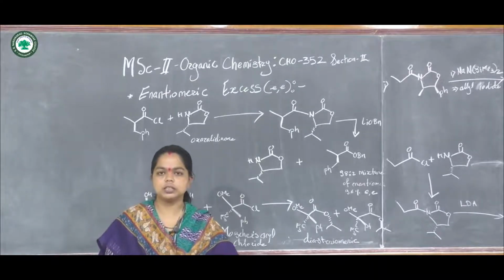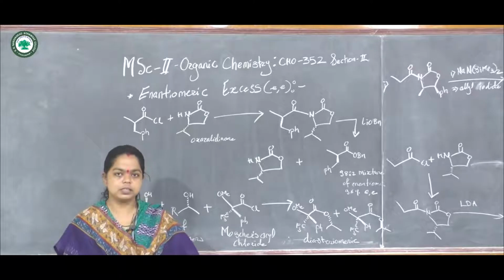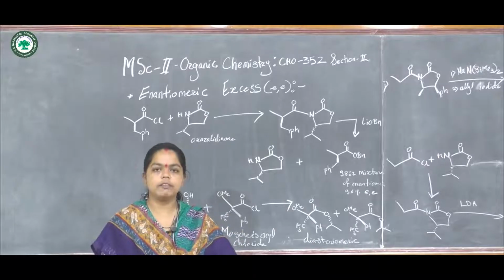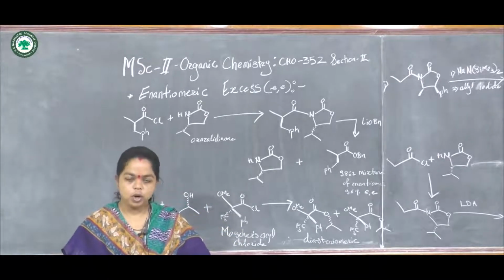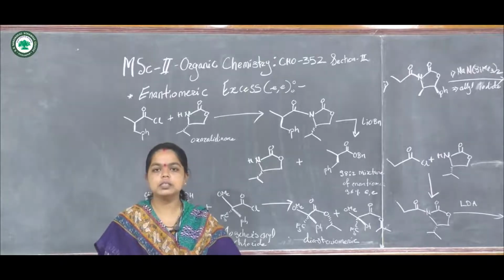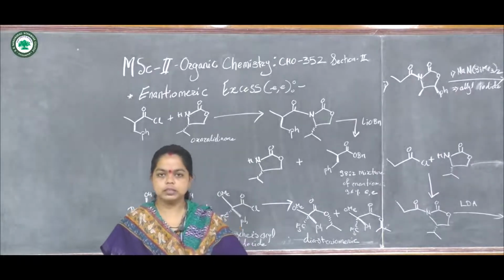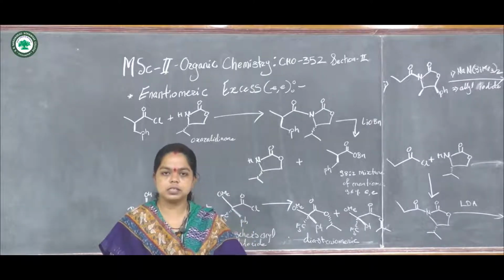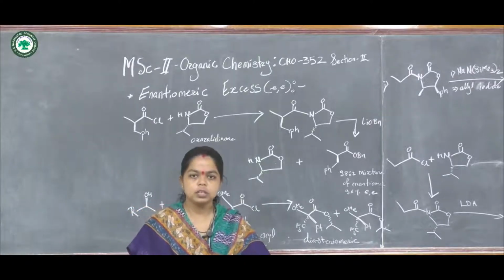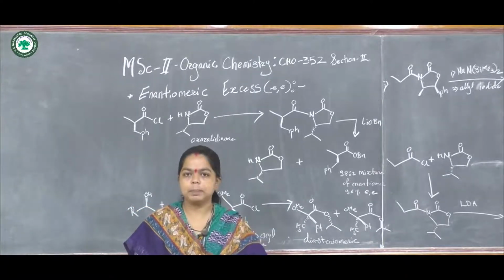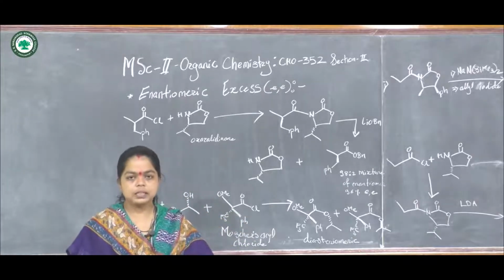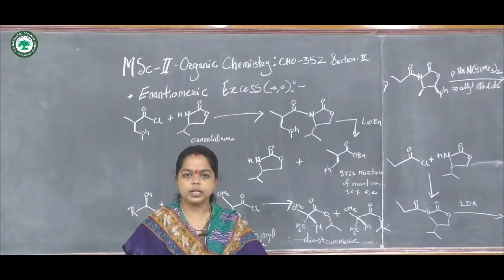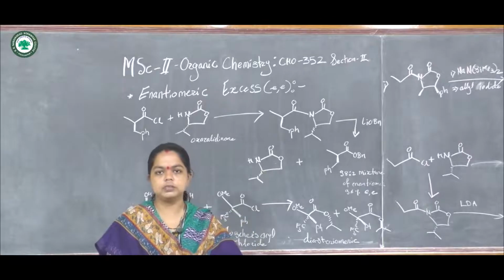Now we are going to consider the next point in asymmetric synthesis: how we can measure the yield of the reaction product. We know that in a general reaction, we always determine or calculate the efficiency of the reaction products in terms of the practical yield of the product, and it is calculated as the percentage yield.